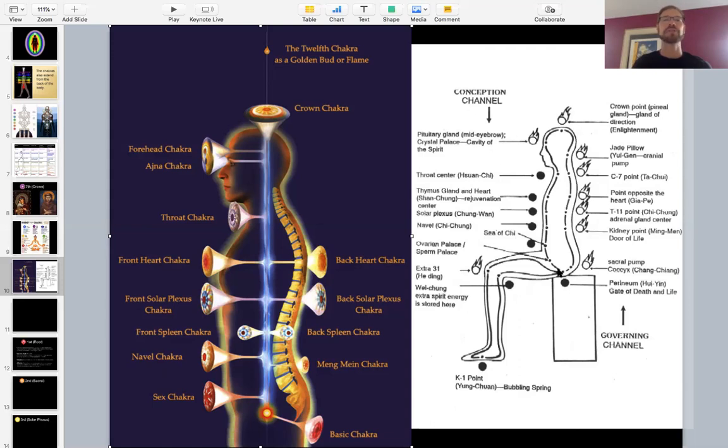And the second that you notice a sensation, you already got it. Taoism is all about efficiency. No need to waste time and energy.